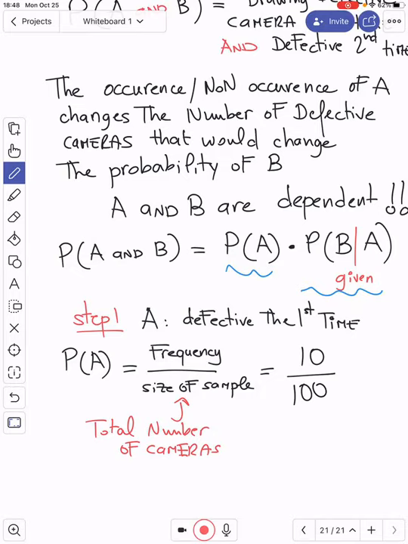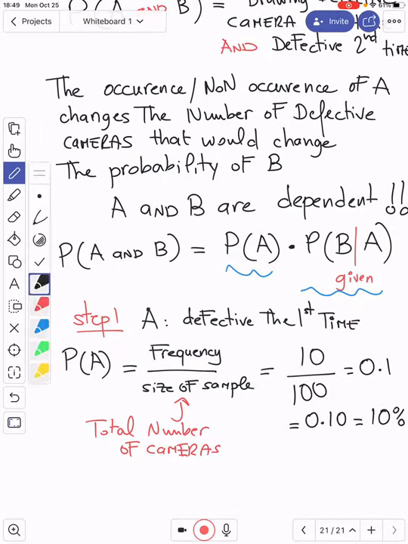Is there any question, guys, about this 10 over 100? There are 10 defective cameras out of 100. So the probability to draw a defective camera the first time is just 10 out of 100, which is 0.1. If you want to express this as a percentage, you need two decimals, so this is 0.10, and so this is 10%. You need two digits after the dot to get your percentage. All right, so that's the first step.